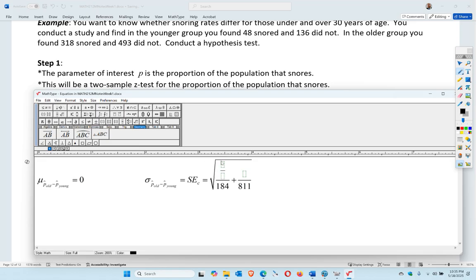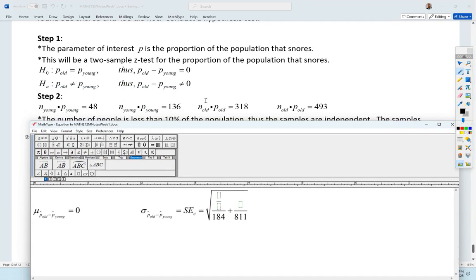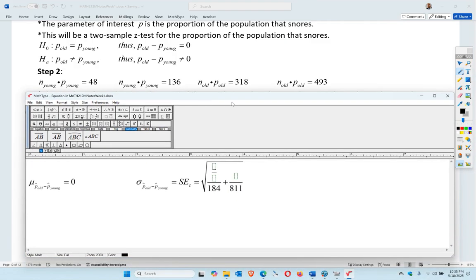Now we got to do a little bit of math. Let me think here. I got to scroll up, do a little math in my head. My successes are 48 and 318, which gives me 366, right? For a grand total of 318 plus 493 is 995. So the total number of samples is 995. And then failures, it'd be 493 plus 136, that'd be 629 out of 995.